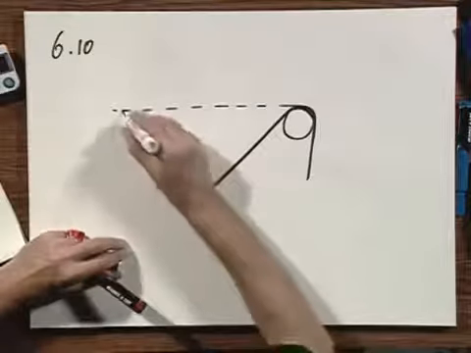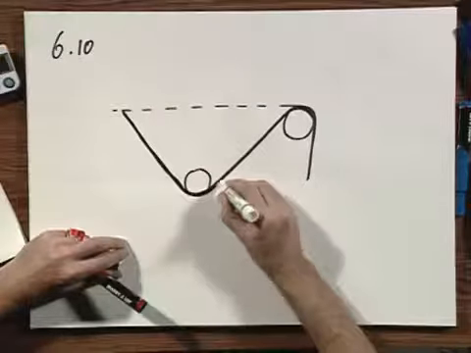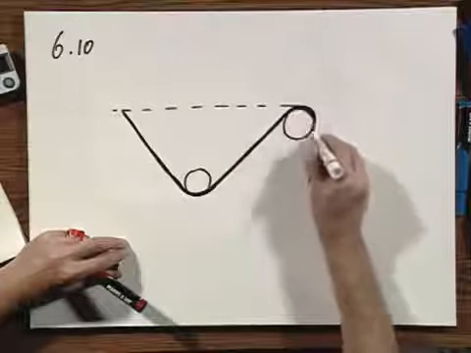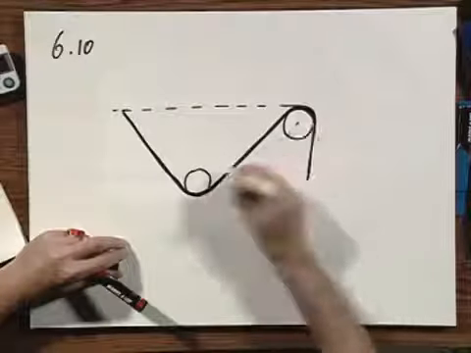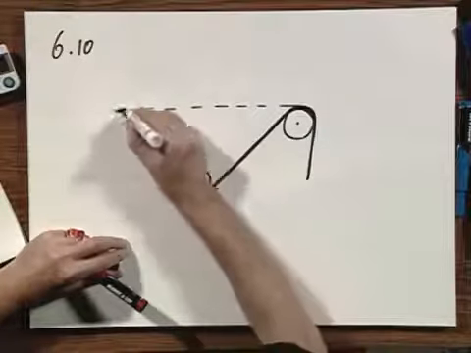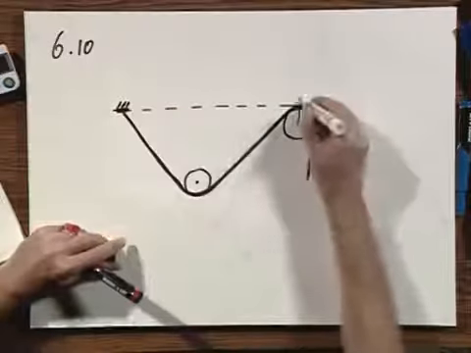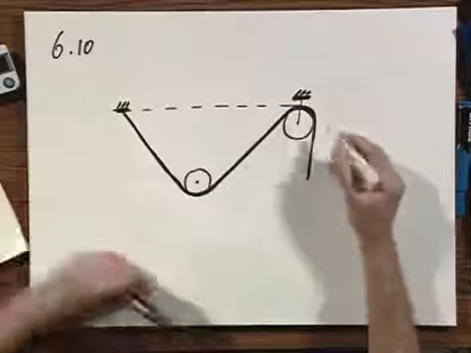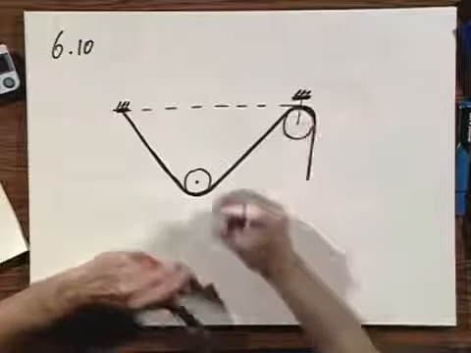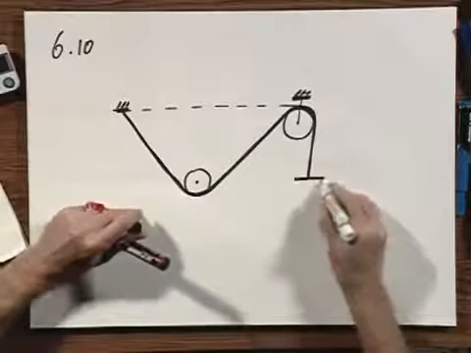and goes through there. So this is a string. The string is massless. The pulleys are massless. It's attached here. The pulley is hanging here. And there's also no friction anywhere here. So it's a little bit artificial.